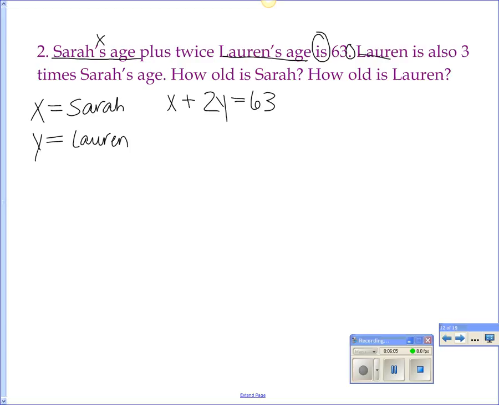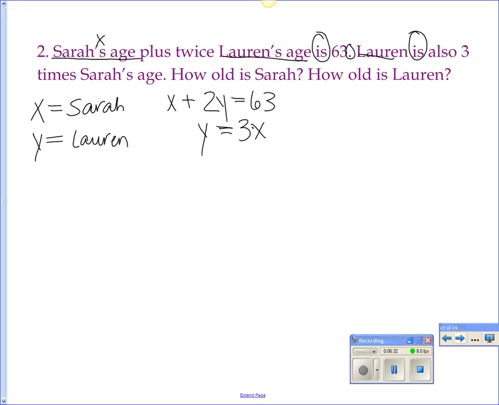So I see Lauren. Well, Lauren is one of our letters. Lauren is the letter Y, so I put a Y for Lauren. Then I see an is. I got to stop. What do I put for is? Equals 3, so I put a 3 times Sarah. What letter is Sarah? X.